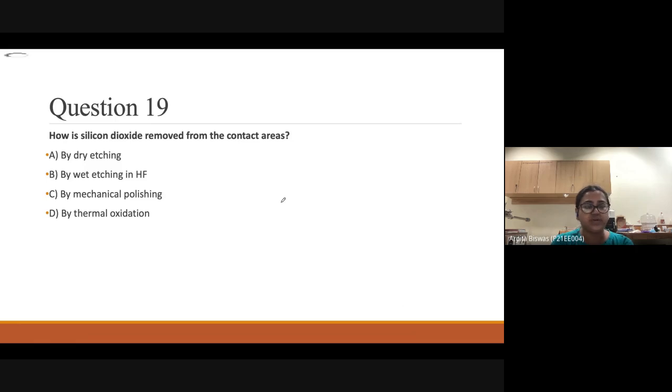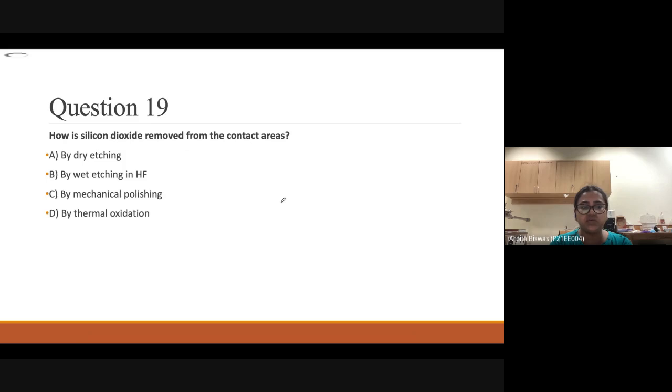So this is question number 19. How is silicon dioxide removed from the contact area? First option is by dry etching process. The second option is by wet etching process in HF. The third option is by mechanical polishing. And the fourth option is by thermal oxidation. So what is the right answer? Thermal oxidation.